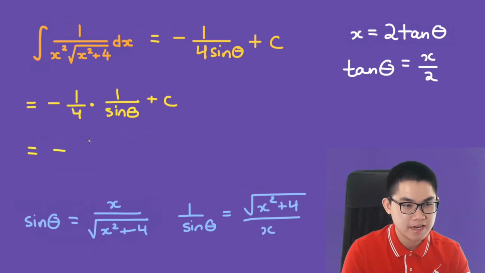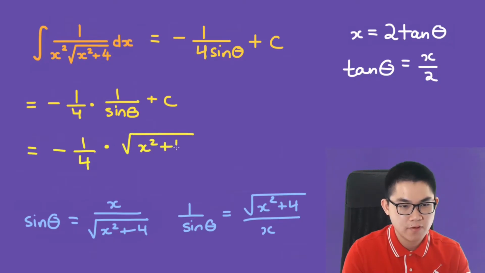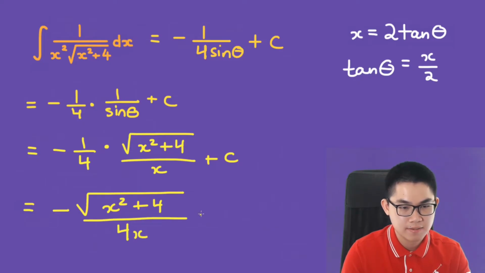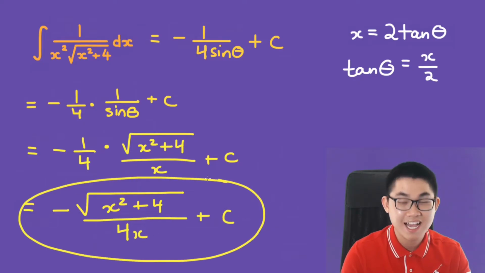Using this, we have negative 1 over 4 times the square root of x squared plus 4 over x plus c. And let's write this as negative the square root of x squared plus 4 over 4x plus c. And this is our answer.